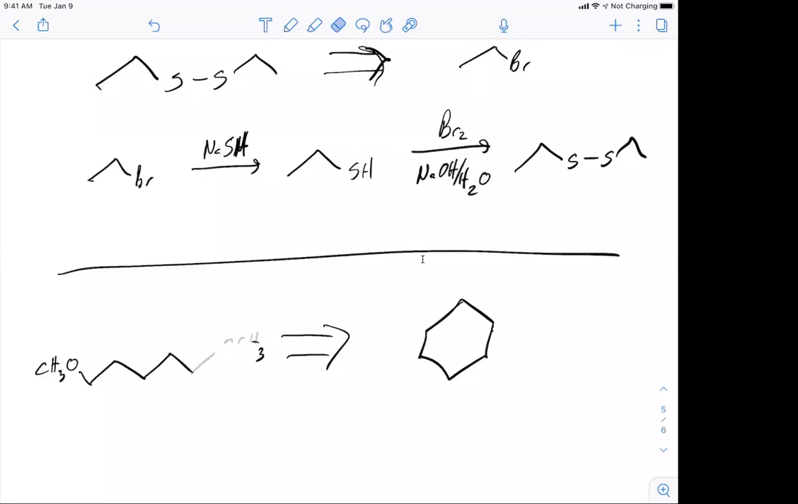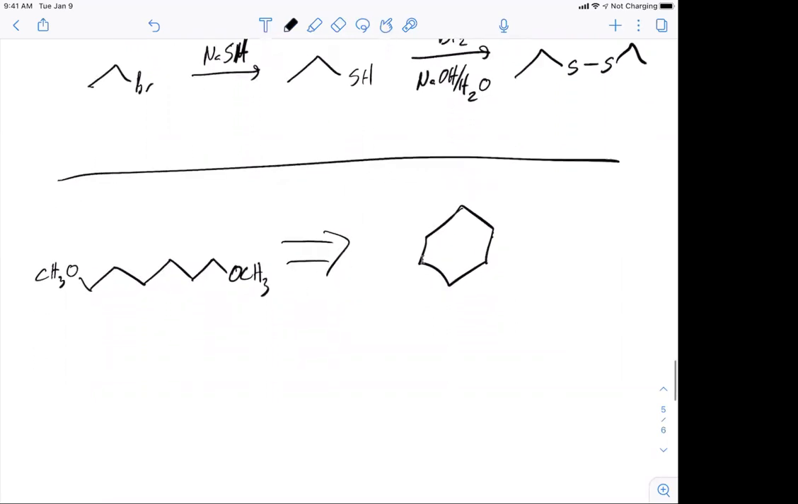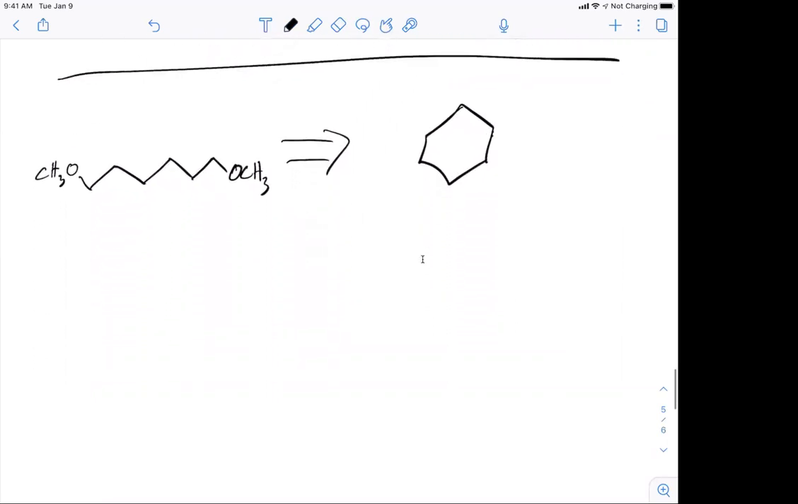Oops, made it too short. Okay, this one's a little tougher, so we'll take a little bit more time.